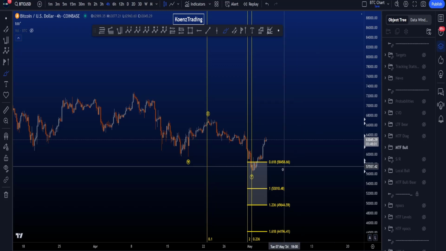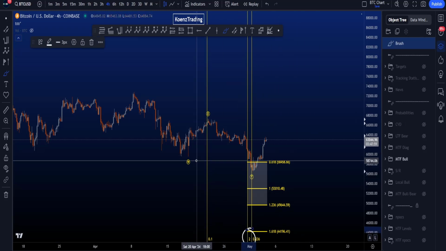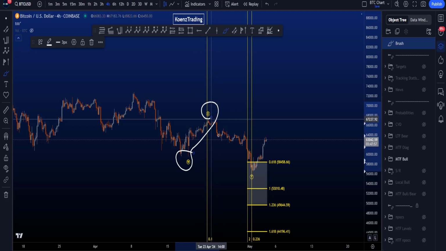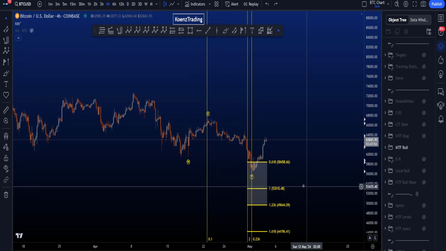And wave Y compared to wave X is twice the length of wave X. So a fib time taken from the low to the high of X, wave Y was twice the length of X, which is absolutely fine.